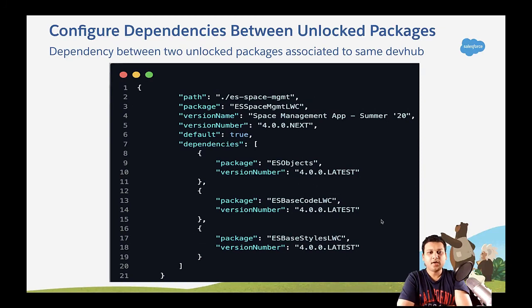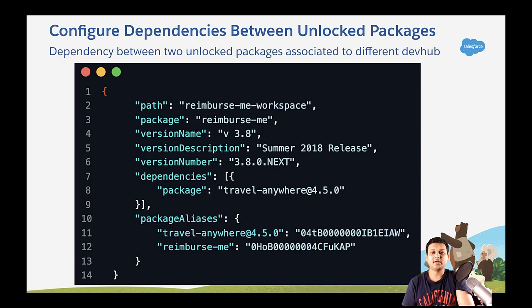All right, so we saw how to configure dependencies between unlocked packages. Dependency between two unlocked packages associated to the same dev hub can be easily configured by specifying the dependencies in the package directories. Now, imagine that you have an open source project that you're downloading from, let's say, a GitHub, which publishes that package as an unlocked package. Now let's say you're enhancing that.